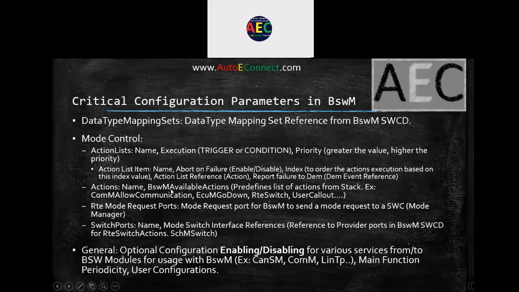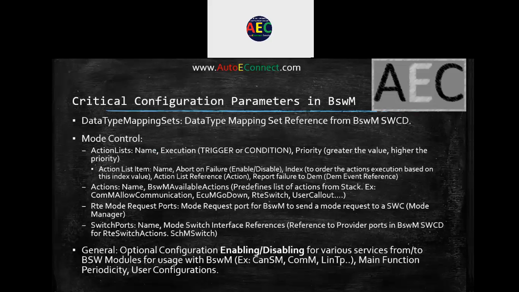Coming to the action, we will have a name. And then, like I mentioned, the actions are all predefined and we will be configuring them under the parameter called BswM available actions. All the predefined actions will be listed out here. Generally in any stack, you just right click and choose from the available options, or from a drop down menu you choose the available action. An example can be common allow communication. These are the different actions that will be supported.